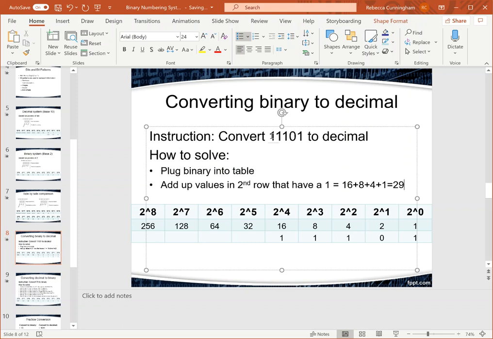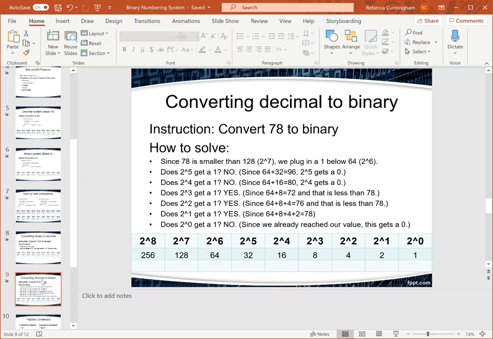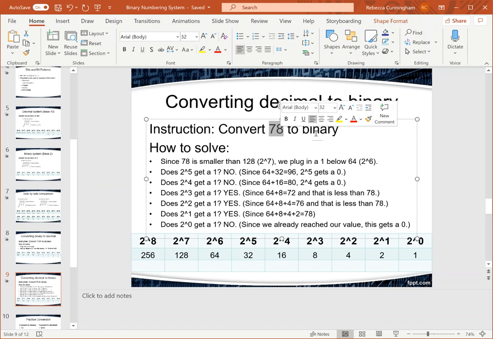So in the binary numbering system, 11101 is equal to the decimal value 29. Well, I can't seem to highlight it, but 11101 is equal to 29. So that's how I take an existing binary number and convert it to decimal. Let's look at going the other way. If I'm given a decimal number, how do I go about converting that to binary?